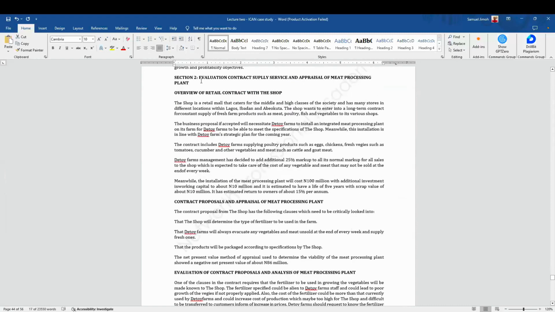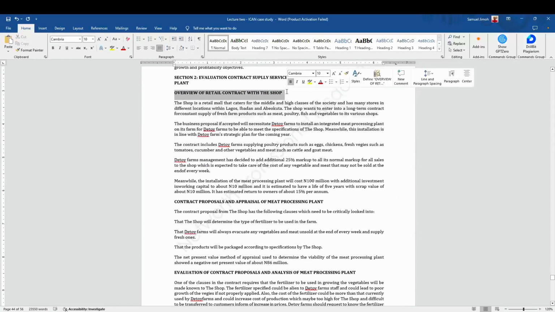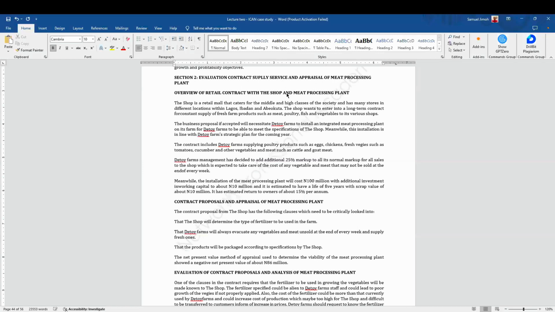Section 2 for requirement 2. So remember, requirement 2 asks us to evaluate the contract supply service and appraise the meat processing plant. So the first thing is to do an introduction again, which is the overview of the retail contract with the shop and the meat processing plant. You do an overview, which is where we make use of the information we have been given on the contract supply and the meat processing plant.